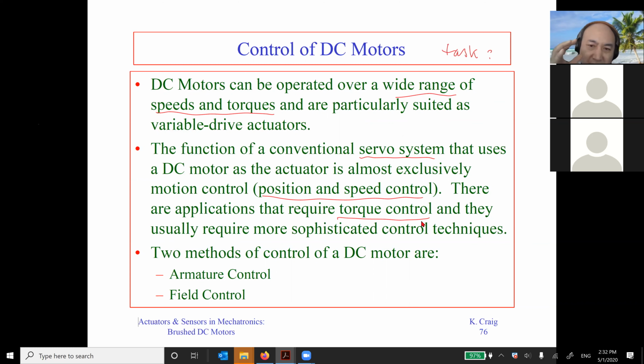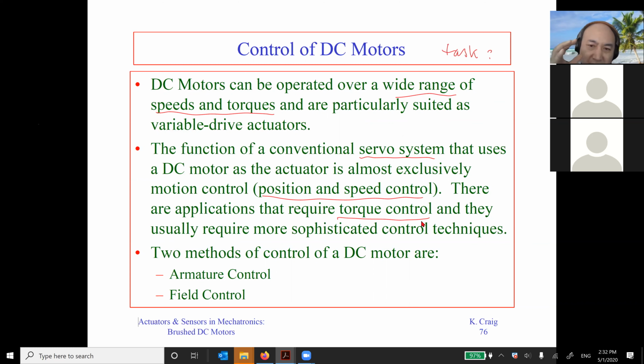For the control methodology, basically you have a field side and an armature side. Remember this equivalent circuit. You have something like this, and then you have a load shaft connected to a load. We are going to go through armature control and field control respectively.